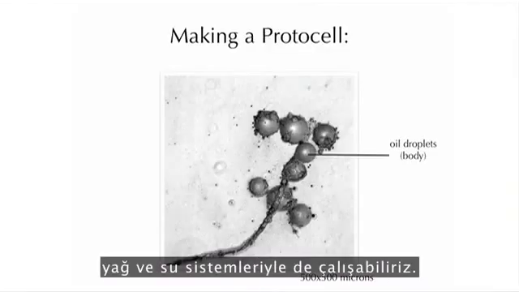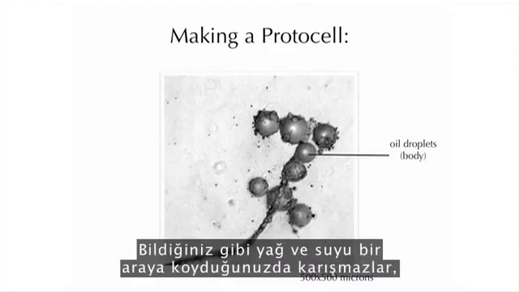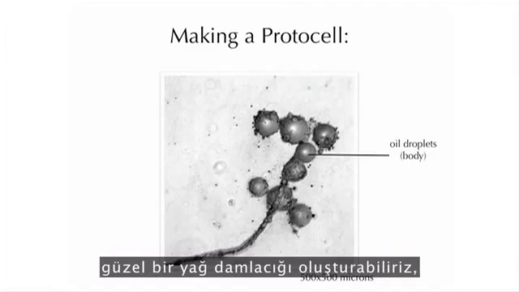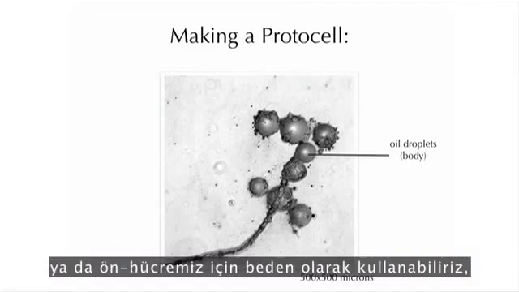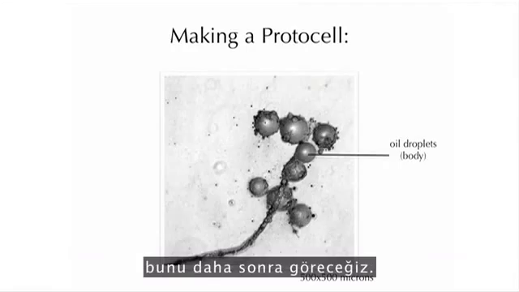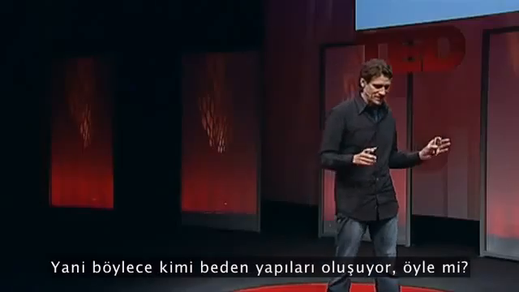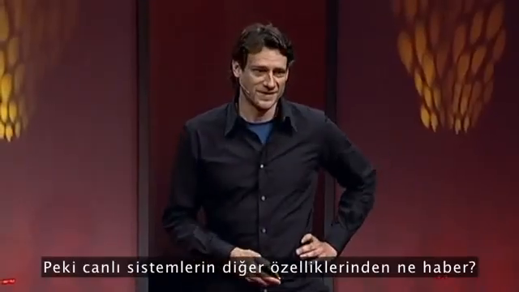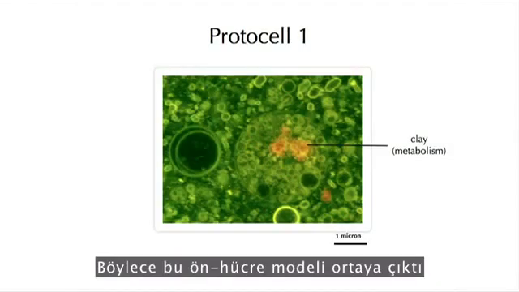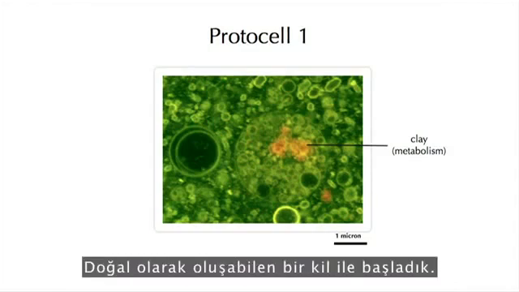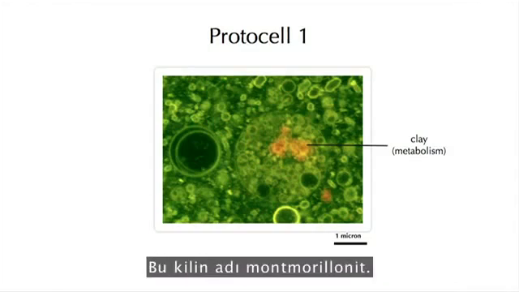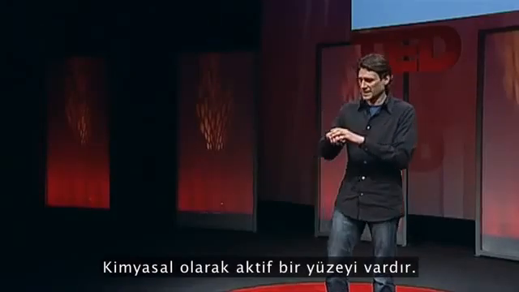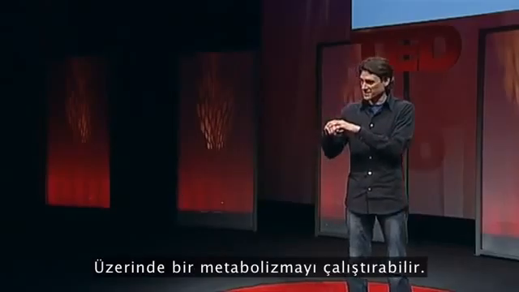Likewise, we can work with oil and water systems. As you know, when you put oil and water together, they don't mix, but through self-assembly, we can get a nice oil droplet to form, and we can actually use this as a body for our artificial organism or for our protocell, as you will see later. So that's just forming some body stuff, right? Some architectures. What about the other aspects of living systems? So we came up with this protocell model here that I'm showing. We started with a naturally occurring clay called montmorillonite. This is natural from the environment, this clay. It forms a surface that is, say, chemically active. It could run a metabolism on it.